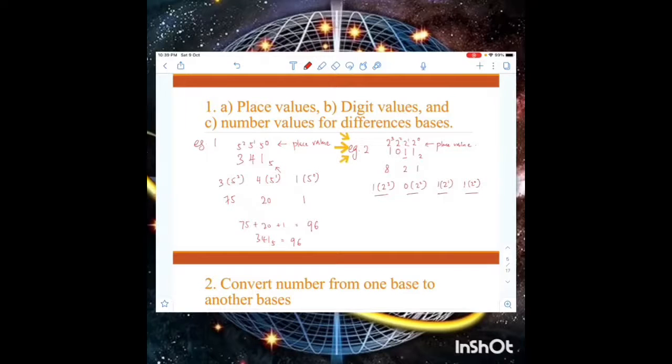So 1011 base 2, what is the number value of it? The number value is easy. We just add all the digit values together, which is 8 plus 2 plus 1, which you can get from this process also. It's actually the same process. So the value is actually 11. It means to say that 1011 base 2 has a value of 11. I hope these two examples will give you a good understanding of what place value is, what digit value is, how to get it, and what number value is.